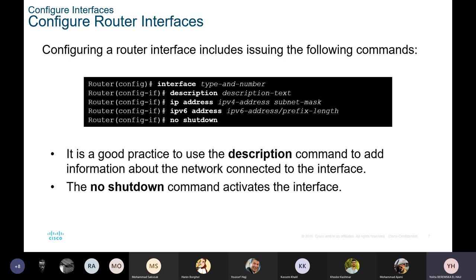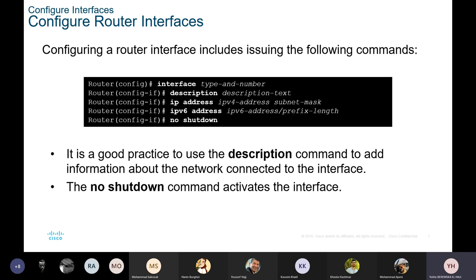Here we can put some description. This command is not obligatory, but it can remind you, especially with many routers in our infrastructure, and this description is useful because it will remind you what the router or interface is about, and what the interface connects to.